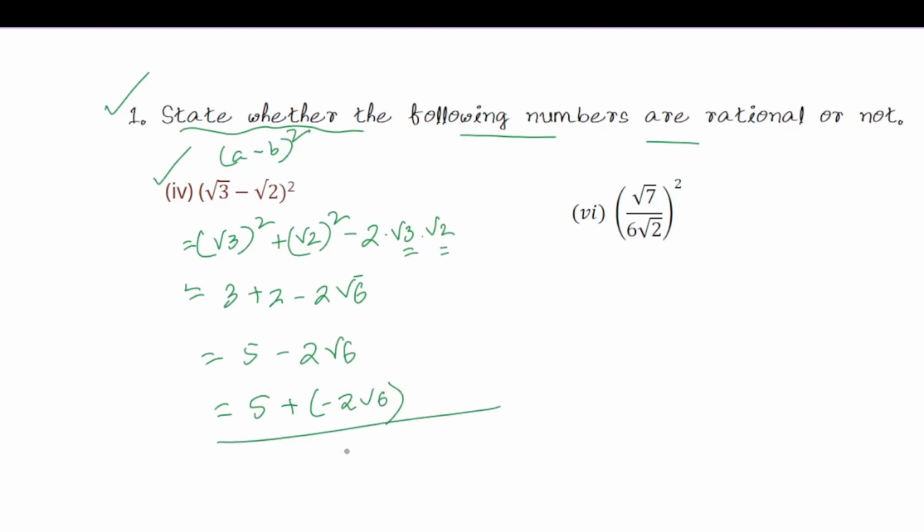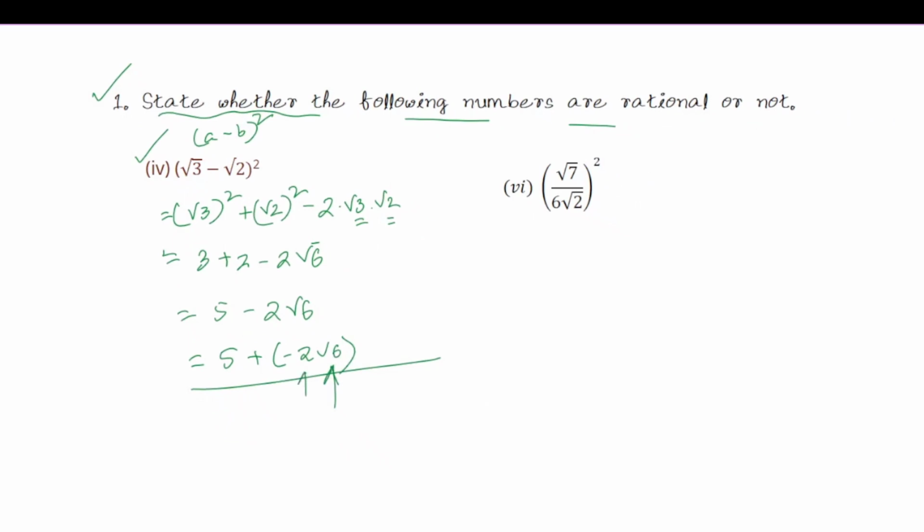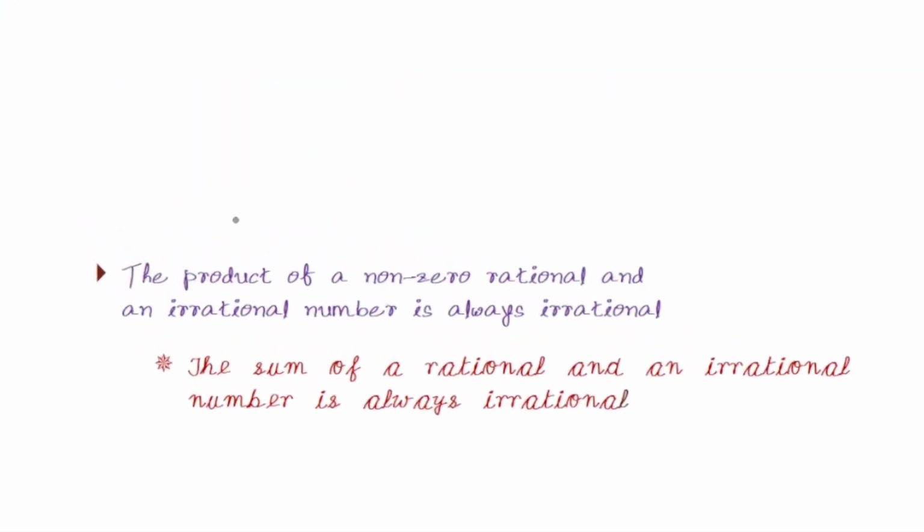So in this number, you see root 6 is an irrational number and 2 is a rational number, and the product of a rational and irrational number is always an irrational number. This part is the negative of an irrational number, and the negative of an irrational number is also irrational. So this is irrational, but 5 is a rational number. The sum of a rational and an irrational number is always an irrational number. So you have to remember this thing.